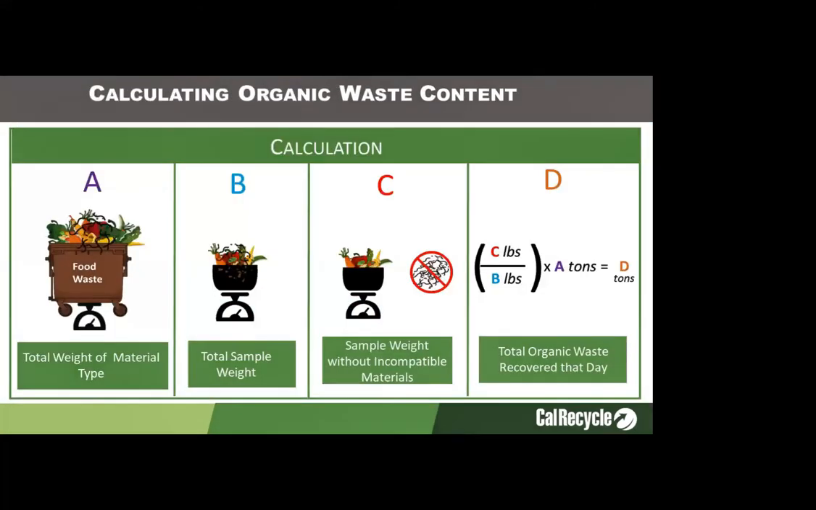This is the equation used to determine the total amount of organic waste actually recovered, using the weights recorded in the sampling protocol as values in the equation. By dividing C, the sample weight without incompatibles, by B, the total sample weight, then multiplying it by A, the total weight of that specific organic waste type, to give you the total amount of organic waste actually recovered for that day. Again, the operator would repeat this calculation for each organic waste type, including the material sent for disposal.